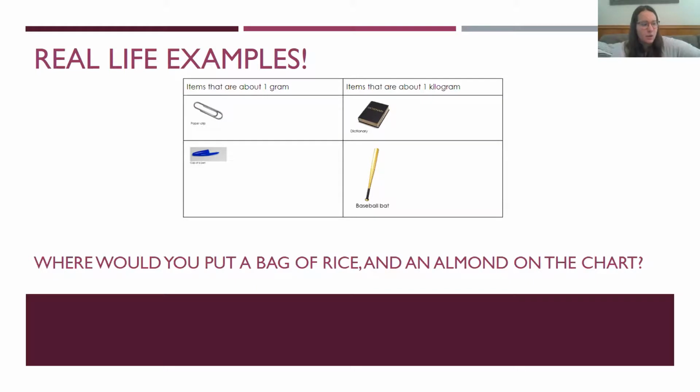All right, next one. How about a bag of rice? This bag of rice, do you think this bag of rice would be about 1 gram or about 1 kilogram? Think about that and look at the chart to compare it to some of the other things we talked about. And I'll give you just 1 second to decide where would that go on the chart.